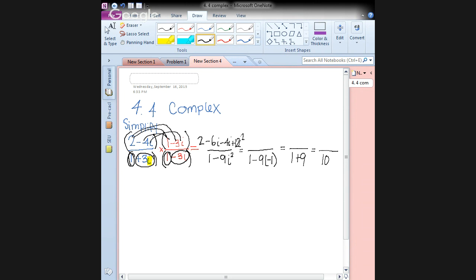From here on out, we're just going to be combining like terms. So I noticed that I have a negative 6i and a negative 4i, and those are like terms. So then on the top, I'll have 2, negative 6i, negative 4i is negative 10i.